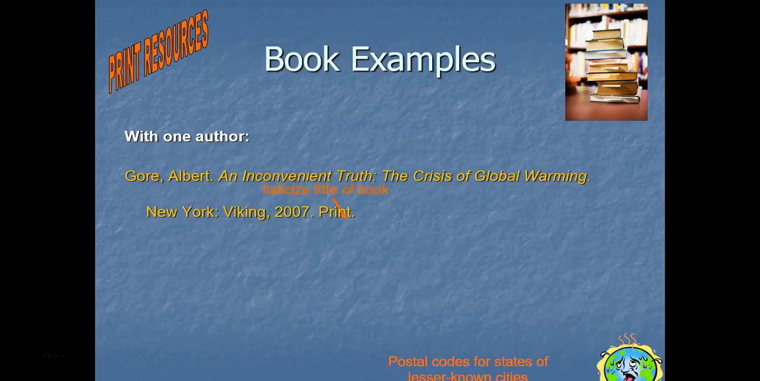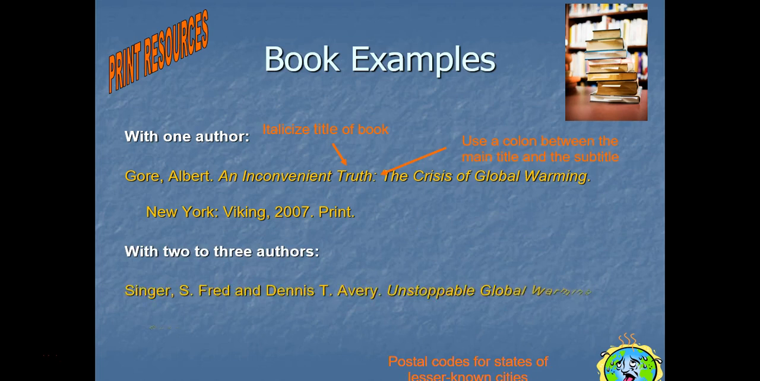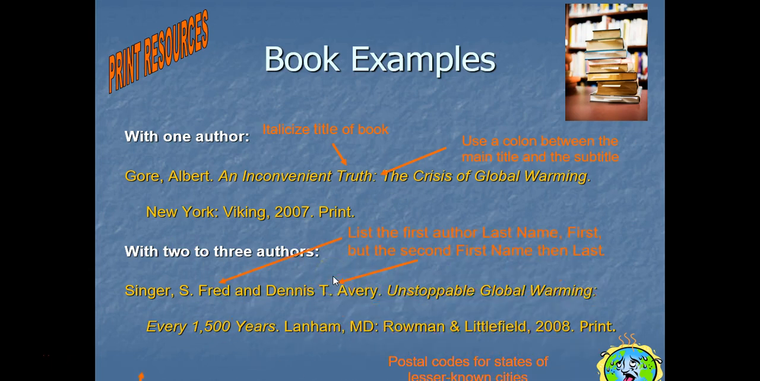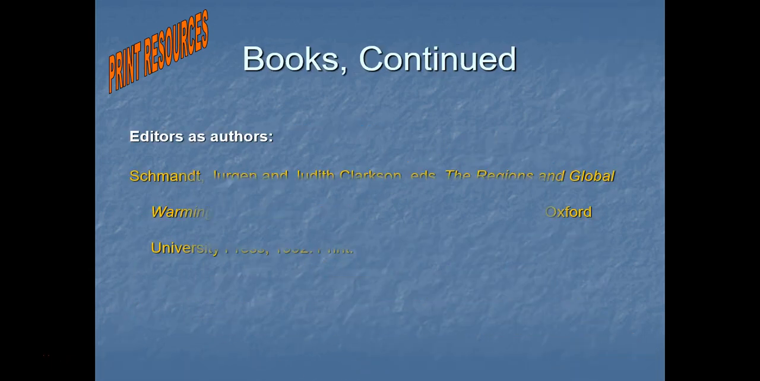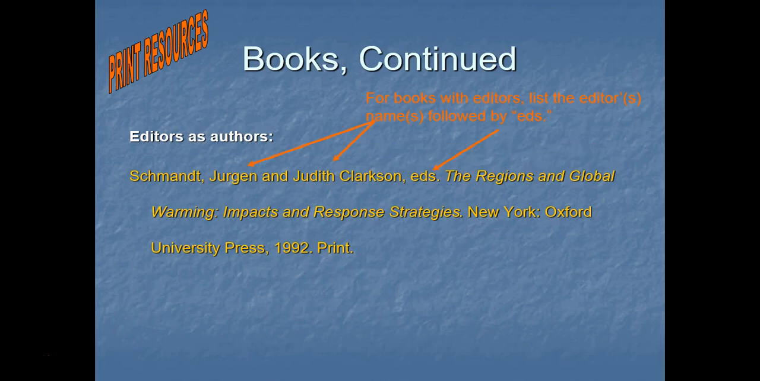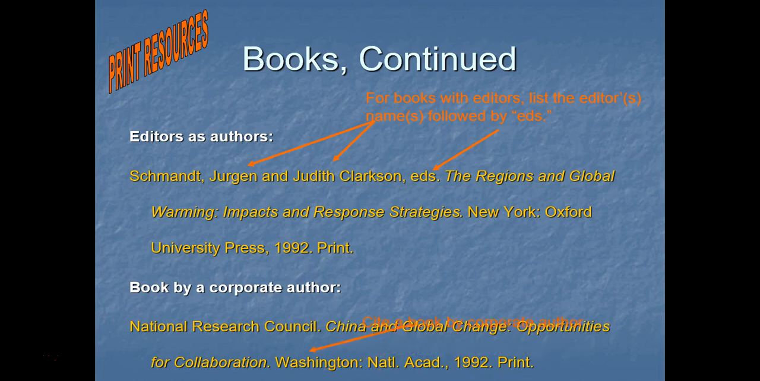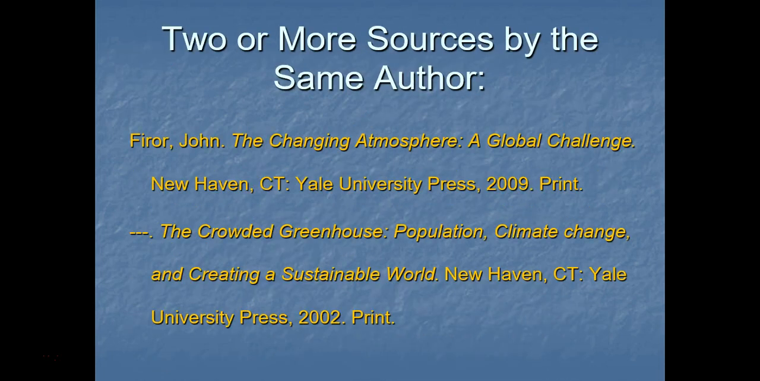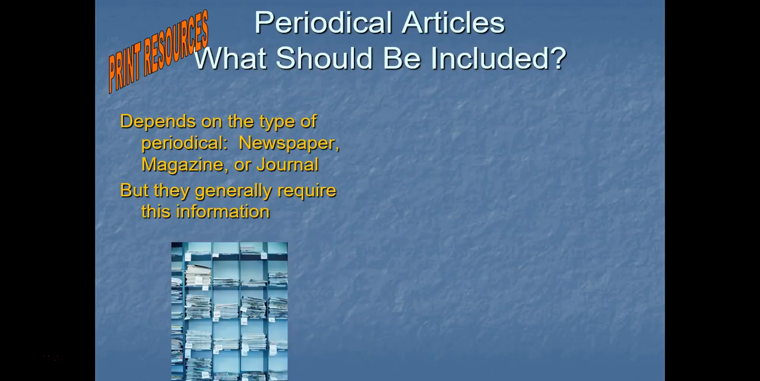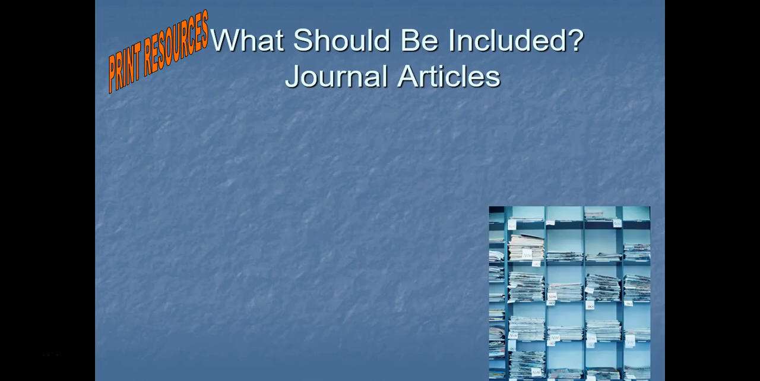Here's some examples. When there's one author, see the book title is italicized. When there's two or more authors, you can see that they just put an and between. When there's editors as authors, they put EDS at the end. When there's corporate authors, it gets kind of crazy. Two or more sources by the same author. Periodical articles, what should be included.